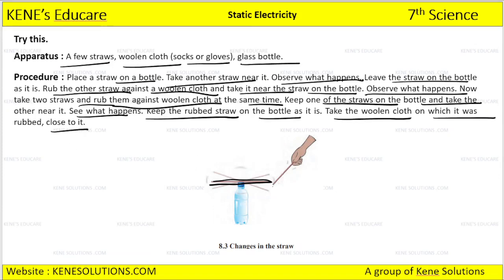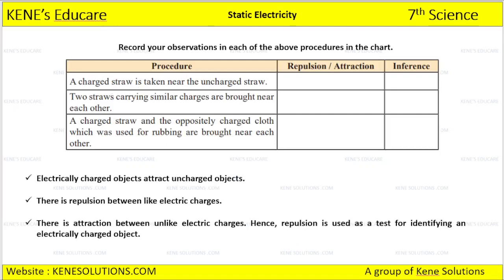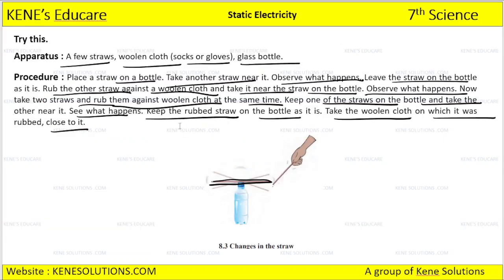तो यहाँ पे क्या होता है, जब भी आप वुलन क्लॉथ को कंसिडर करते हो, सो किस में रिपल्शन आएगा, किस में अट्रैक्शन आएगा, वो हम कंसिडर करते हैं. यहाँ पे देखो, ओके, अभी इस एक्सपेरिमेंट को हमें क्या करना है, हमें चार्ट बनाना है तो हम डिटेल में पढ़ेंगे. See, take a straw, place a straw on a bottle, take another straw near it, observe what happens. Leave the straw on the bottle as it is. Rub the other straw against a woolen cloth. तो एक बॉटल पे ये स्ट्रॉ है, दूसरे स्ट्रॉ को हम वुलन क्लोथ पे रब कर रहे हैं.